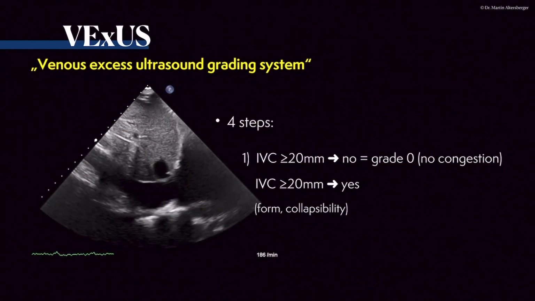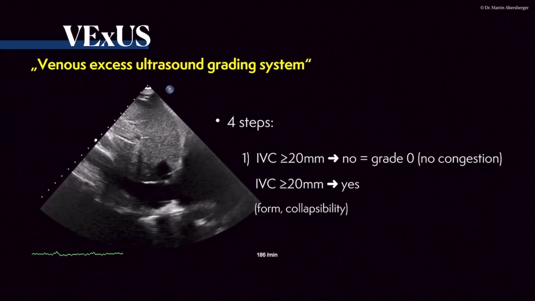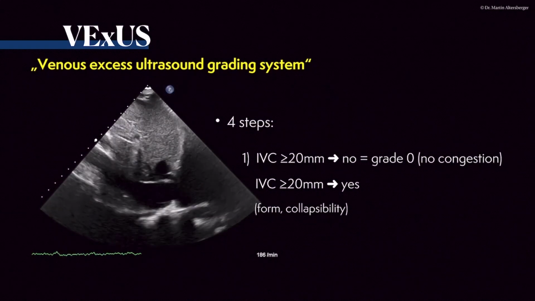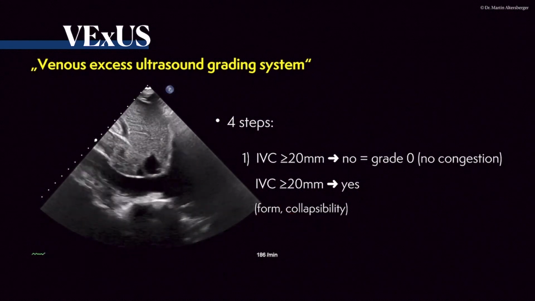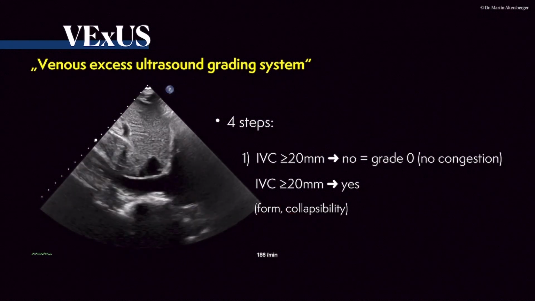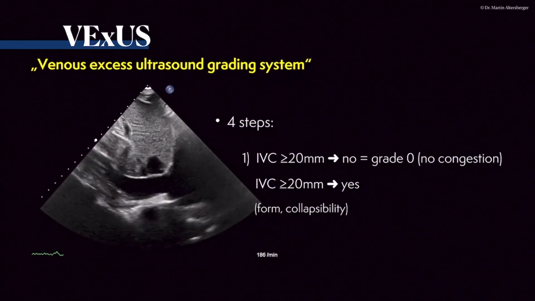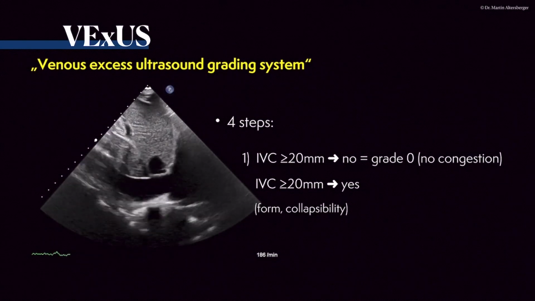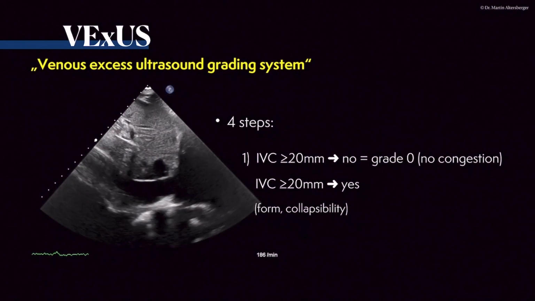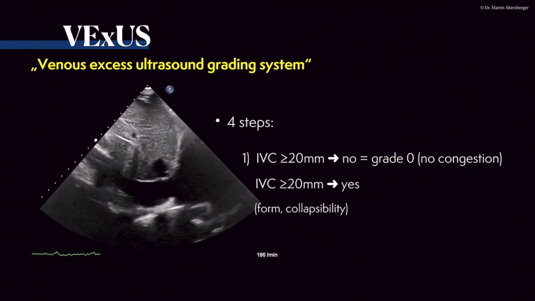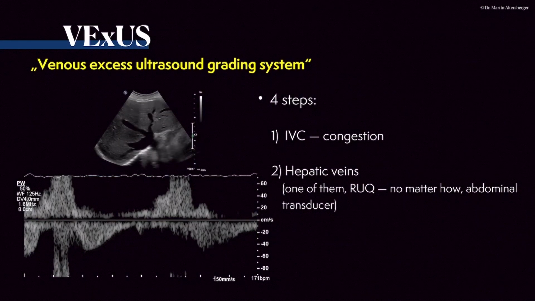Still, even though it's collapsible or not collapsible or enlarged or not enlarged, always look at the form and look at the transverse plane and the collapsibility. So this is very important when you perform a VExUS exam, to make up your mind and do not make mistakes initially at already the first step while evaluating the blood pool. The next step is to look at the hepatic veins.